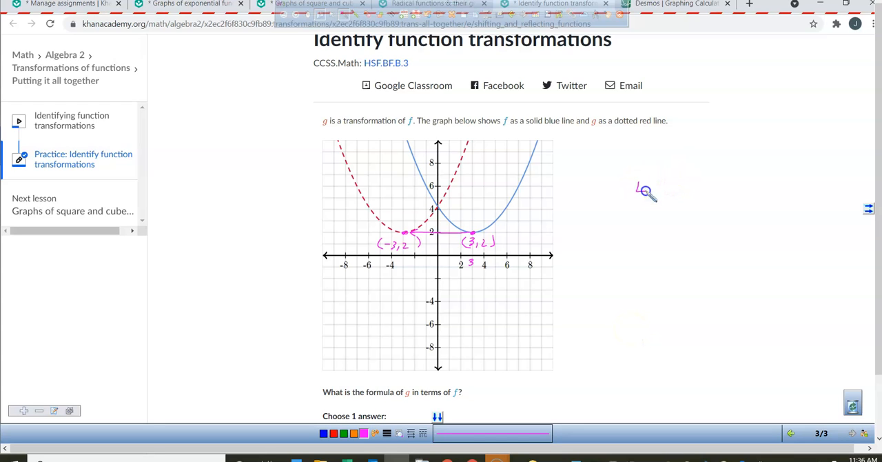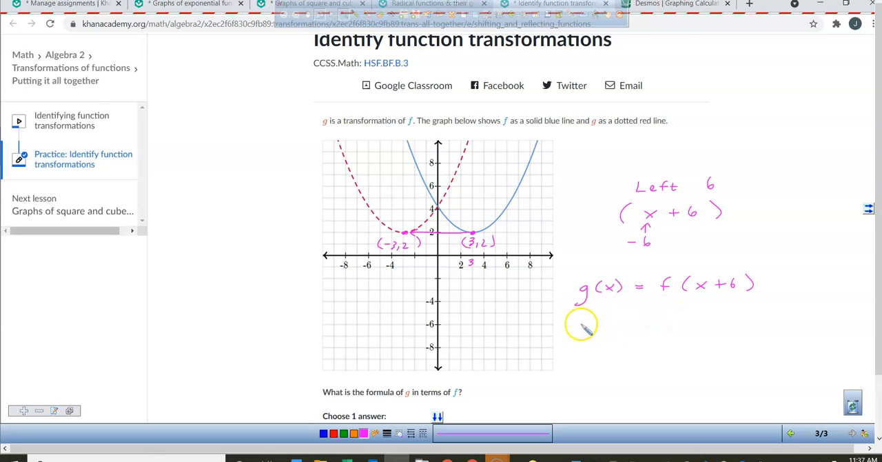Right? So would you guys say it went to the left 6 units? So whenever it's to the left 6 units, it's always going to be in parentheses, and we put x plus 6. Now, why is it x plus 6? Because what number would we have to plug in to make it equal to 0? Negative 6. So that's what we're going to be looking for. So our formula is going to be this. G of x equals f, open parentheses, x plus 6. That means 6 units to the left.